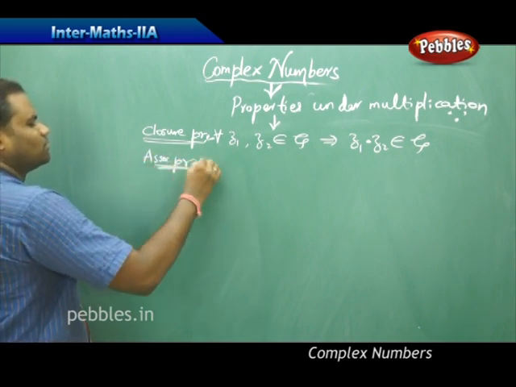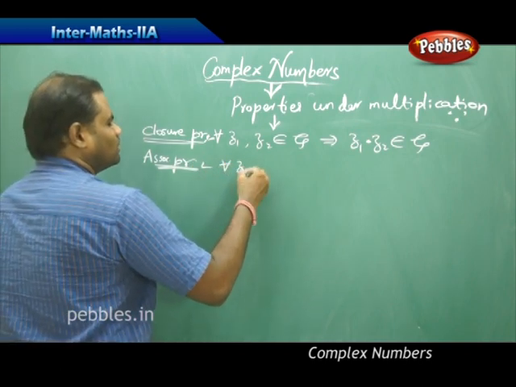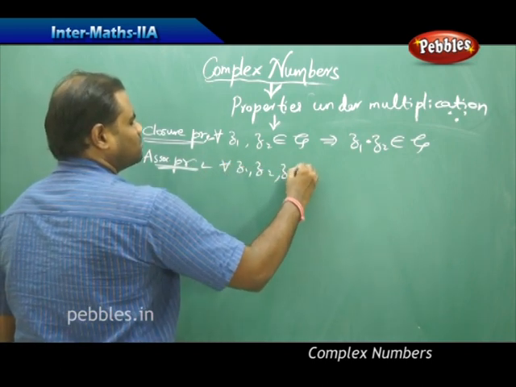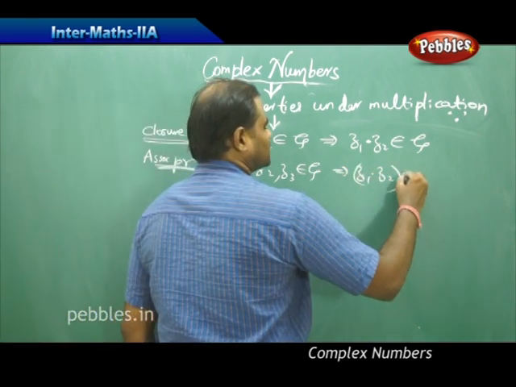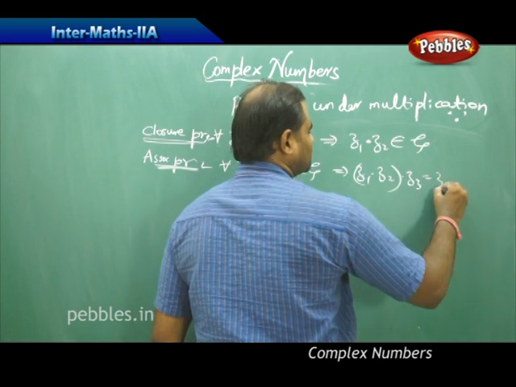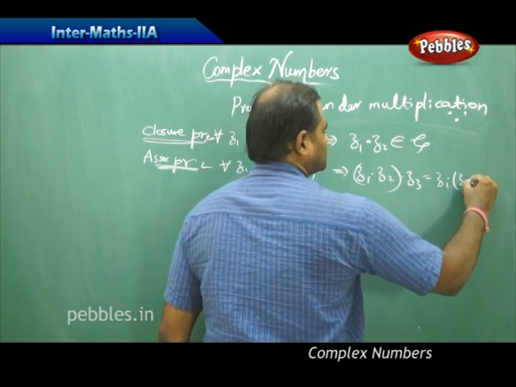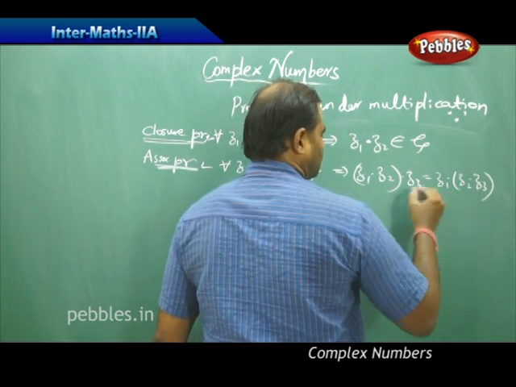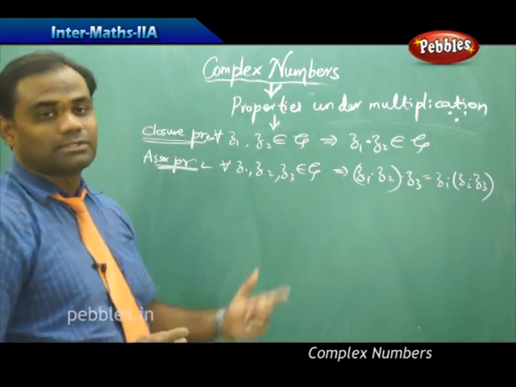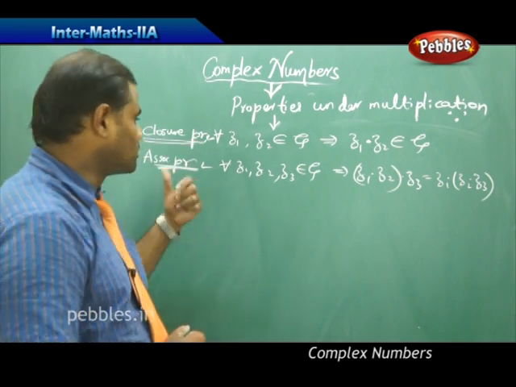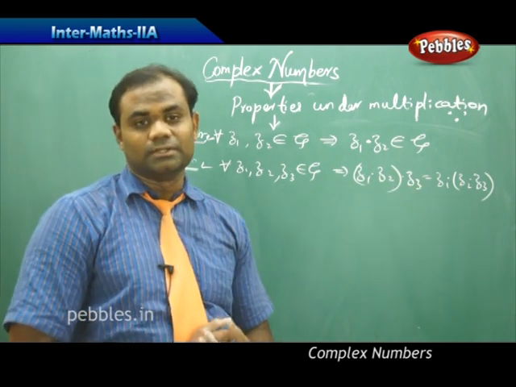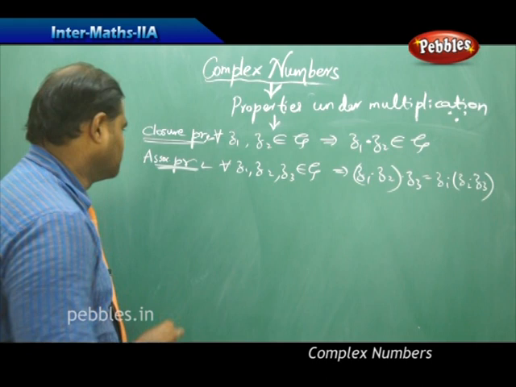Associative property, through which I get for all Z1, Z2 and Z3 belonging to C, that implies Z1 dot Z2 times Z3 will always be equal to Z1 times Z2 times Z3 for each Z1, Z2, Z3 belonging to C. So the associative property also holds under multiplication, is what we identify here.